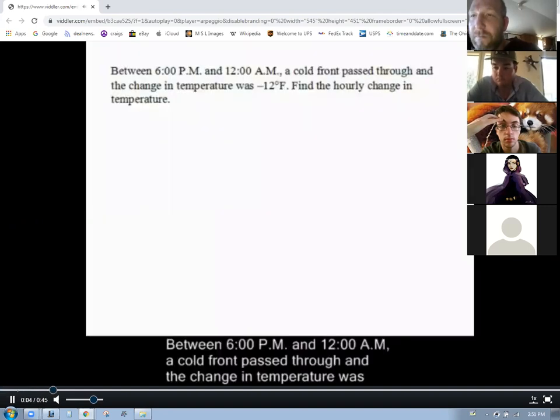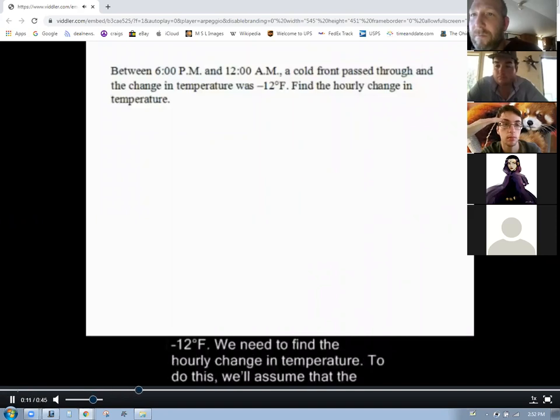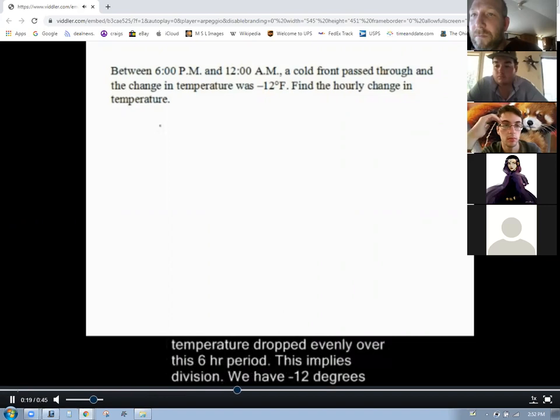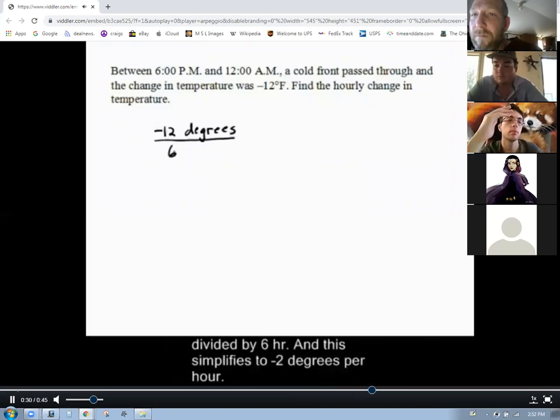Between 6 p.m. and 12 a.m., a cold front passed through and the change in temperature was -12 degrees Fahrenheit. We need to find the hourly change in temperature. To do this, we'll assume that the temperature dropped evenly over the 6-hour period. This implies division. We have -12 degrees divided by 6 hours, and this simplifies to -2 degrees per hour.